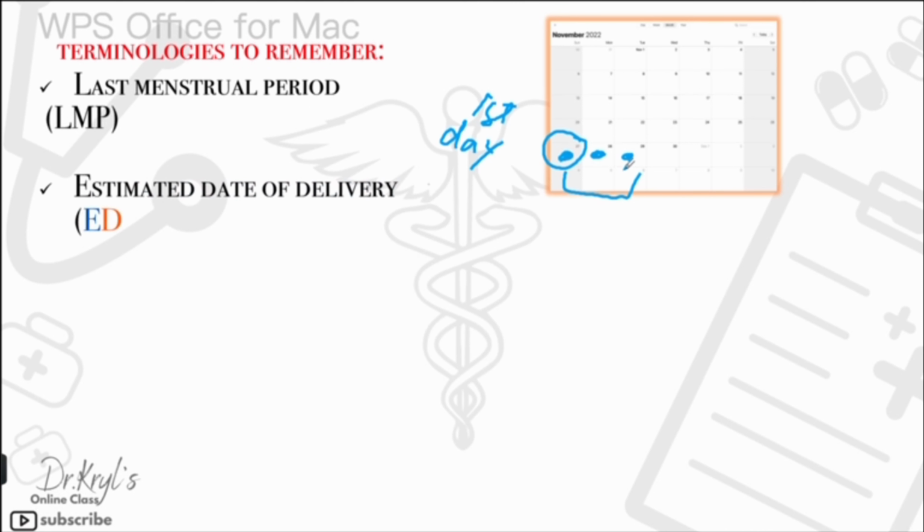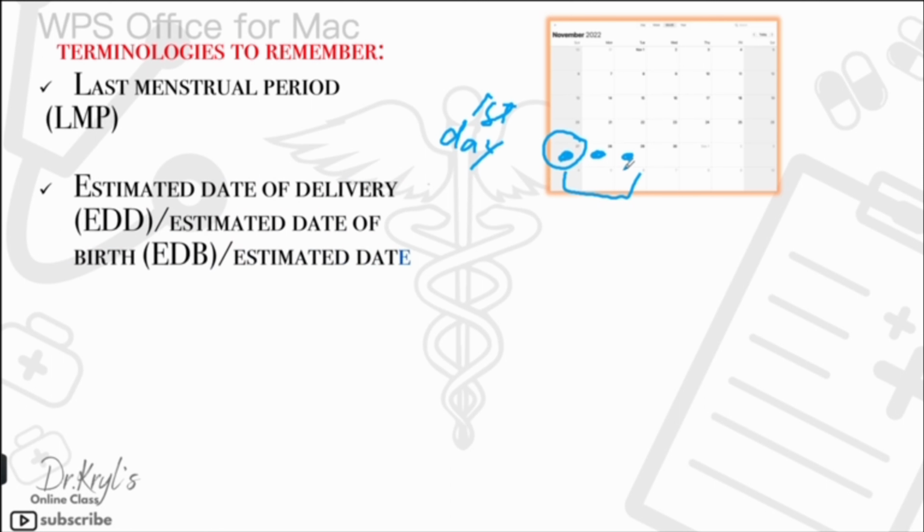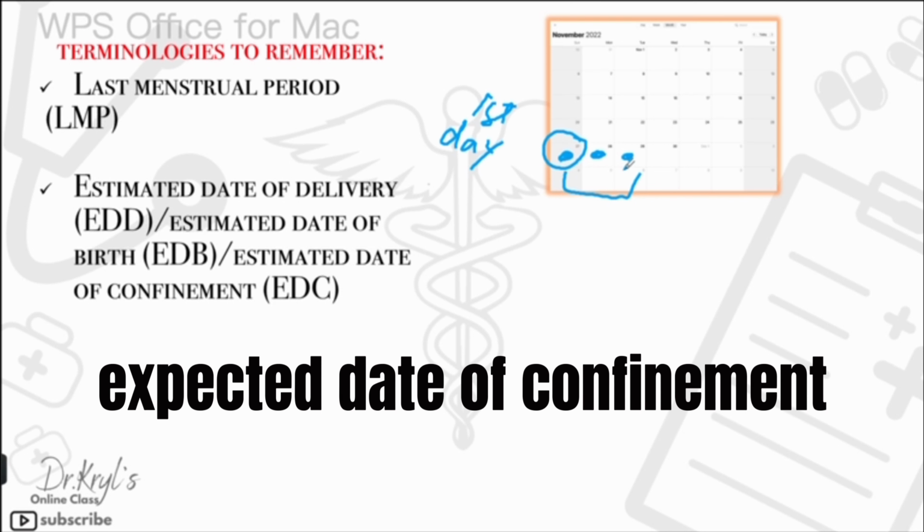Okay. So, estimated date of delivery, EDD, estimated date of birth, EDB, or estimated date of confinement, EDC. During my time, we used to use EDC, right? But we are not using "estimated" now. It's the expected date of delivery or expected date of confinement.